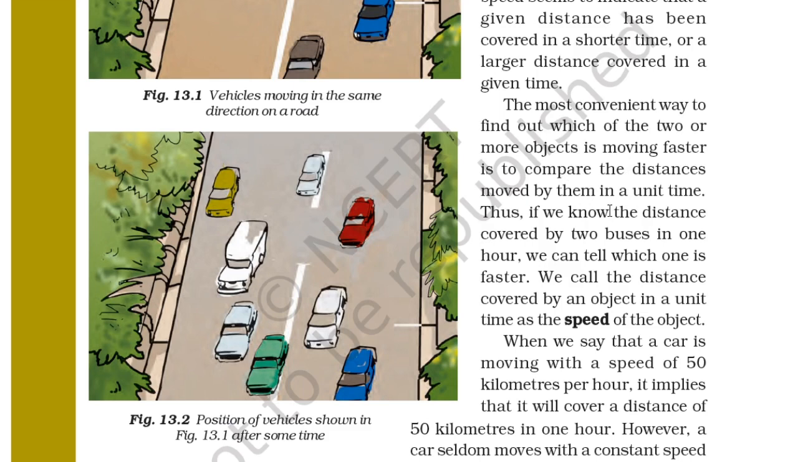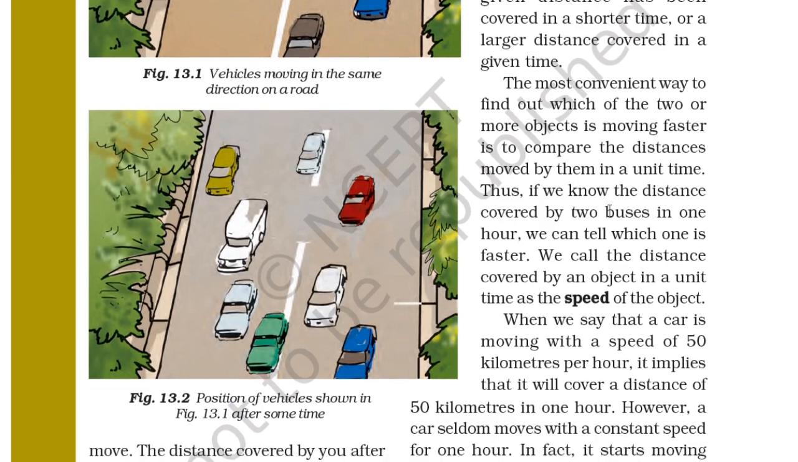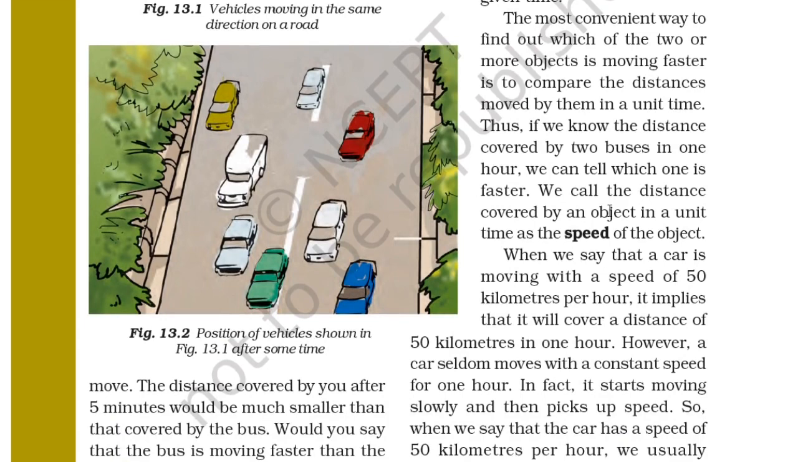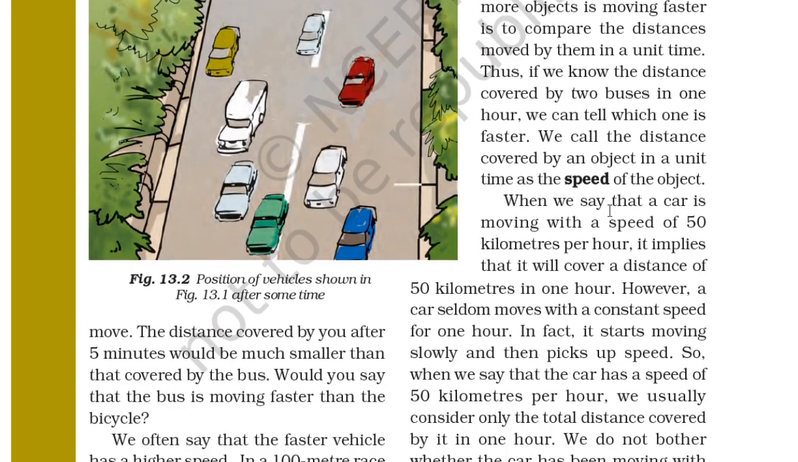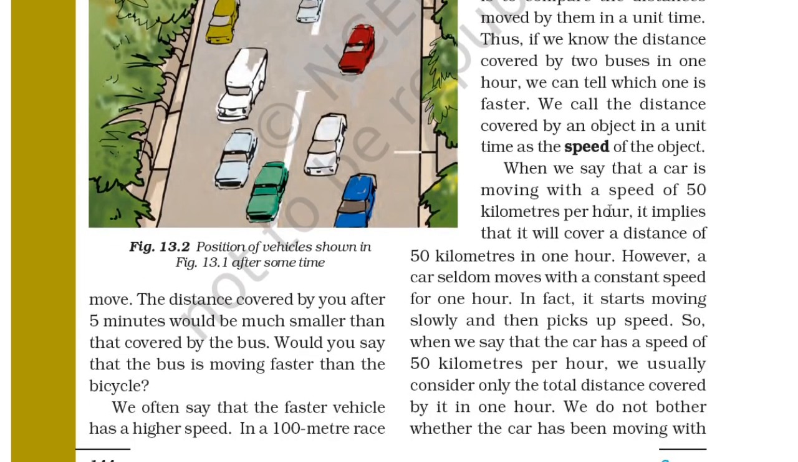Thus, if we know the distance covered by two buses in 1 hour, we can tell which one is faster. We call the distance covered by an object in a unit time the speed of the object. So the distance covered by the object in a unit time is called the speed of the object. When we say that a car is moving with a speed of 50 kilometers per hour, it implies that it will cover a distance of 50 kilometers in 1 hour.